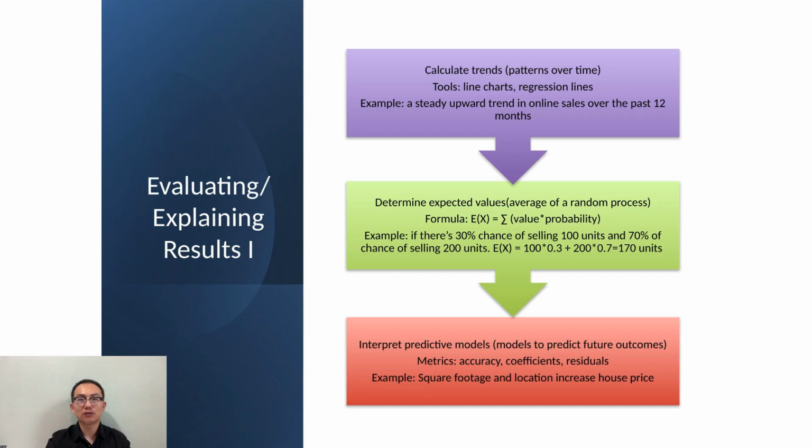Then we interpret model results, say from regression or classification models. We look at R-squared to see how well the model fits the data, look at the coefficients to understand how each variable influences the outcome, and look at the residuals to check the difference between predictions and reality. A good example of interpreting predictive models is that a linear regression model predicting housing prices finds that square footage and location significantly increase price while the age of the house decreases it. All of this helps turn numbers into insights and ultimately into smarter decisions.